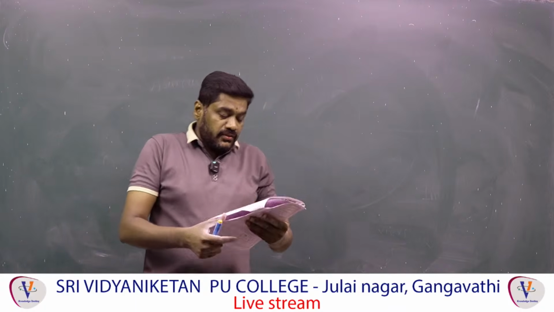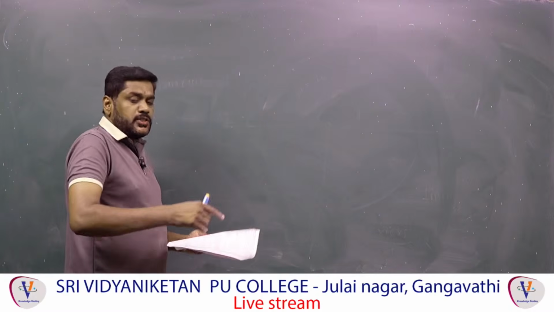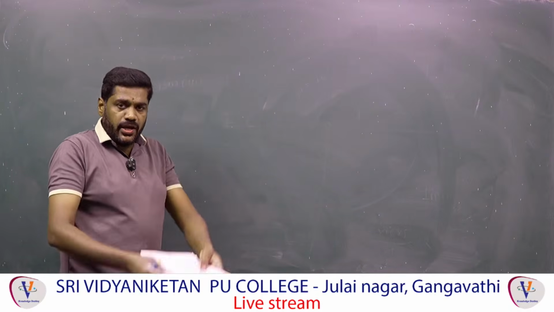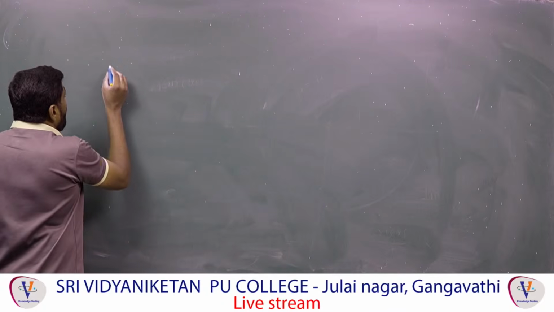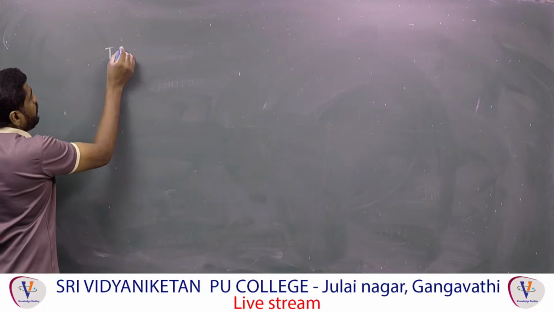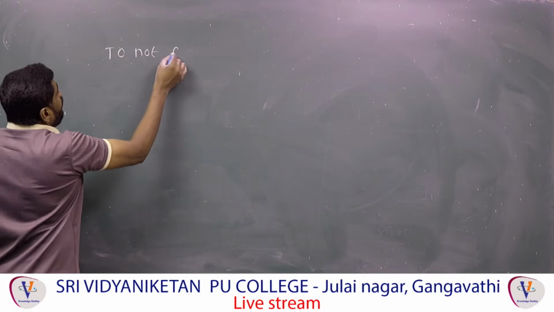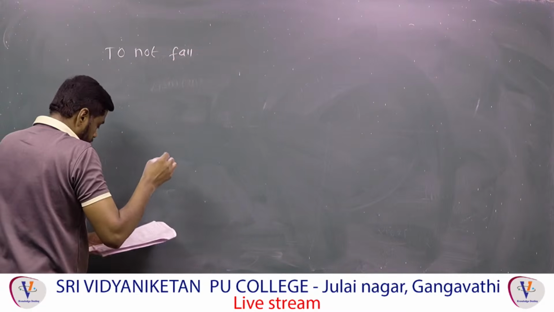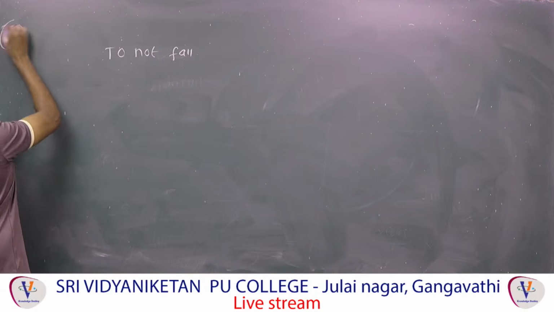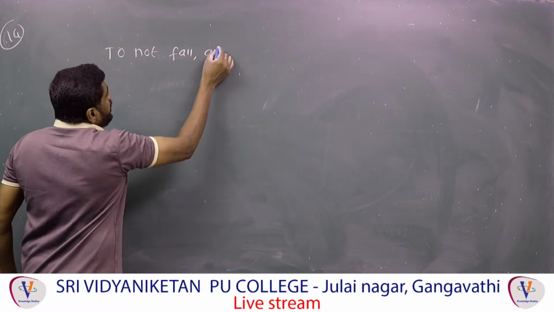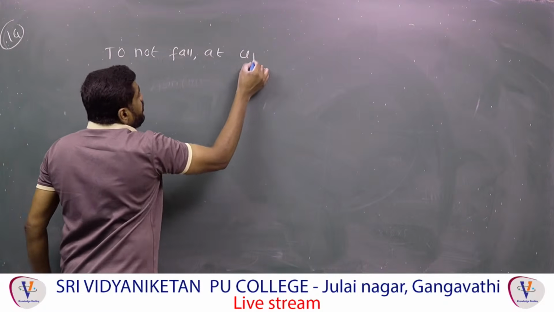Here the centripetal force is what is protecting the coin. While going like this, centripetal force is compulsory, so it should be less than or equal to mg. Therefore, to not fall down. This is question number 14. So to not fall at the upper extreme.